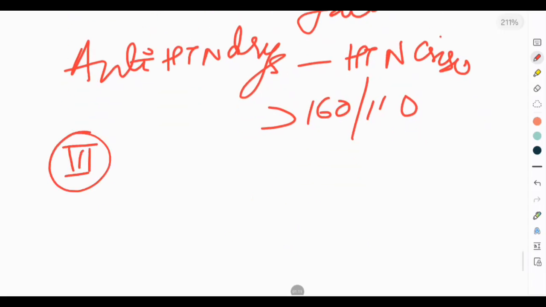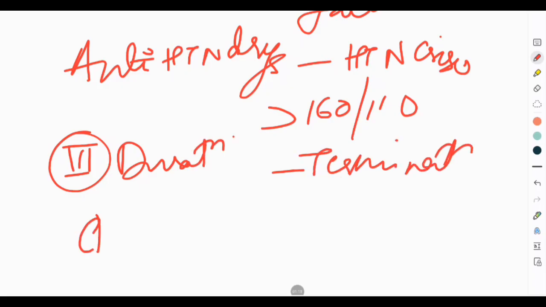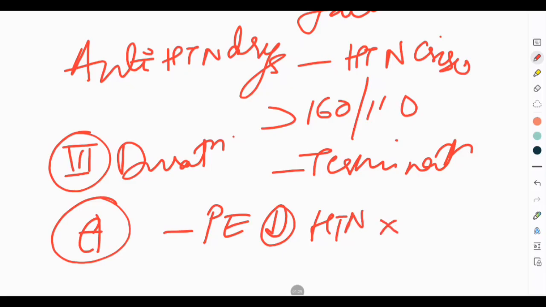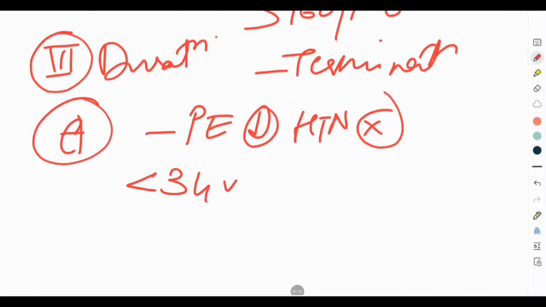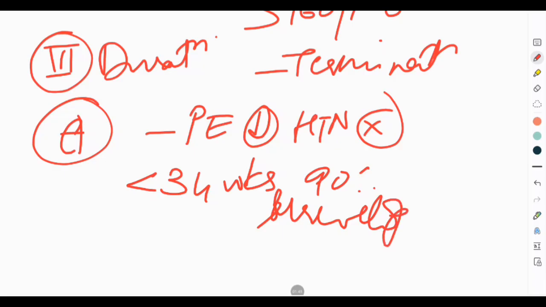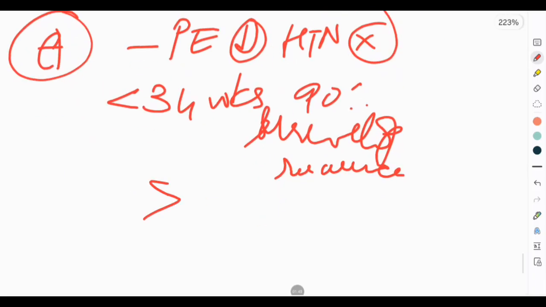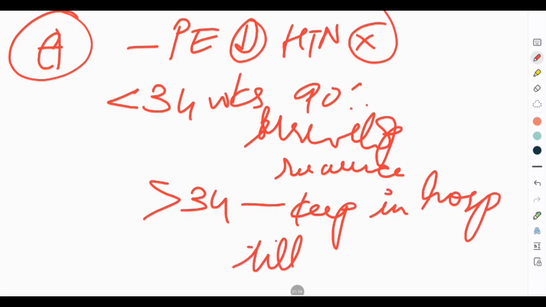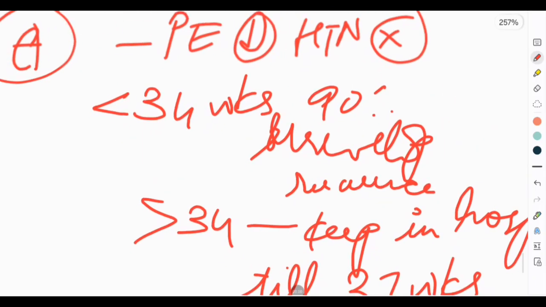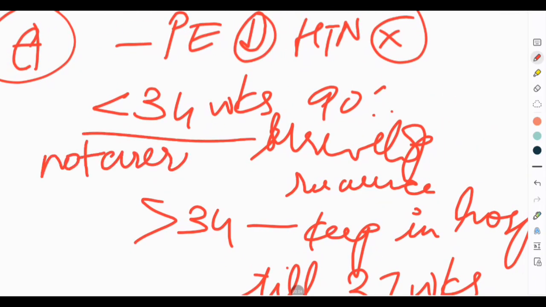Then duration of treatment, time of treatment, that is duration, termination. In group A, the preeclamptic features subside and hypertension is not severe. So preeclampsia is less and hypertension is also not there. Okay, less than 34 weeks, 90% develop recurrence. More than 34 weeks, keep in hospital till 37 weeks. It is not cured in less than 34 weeks.